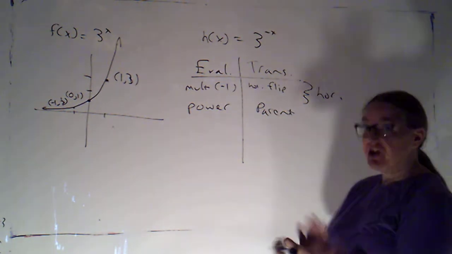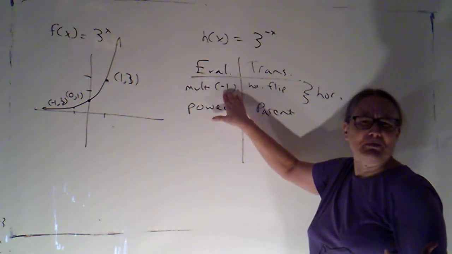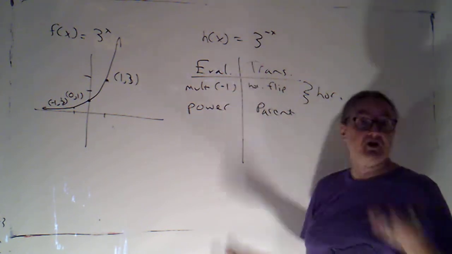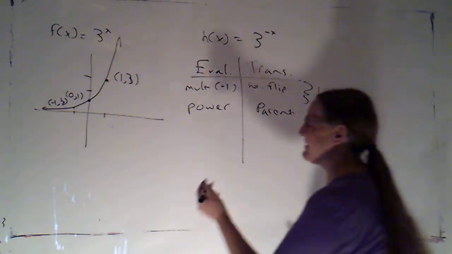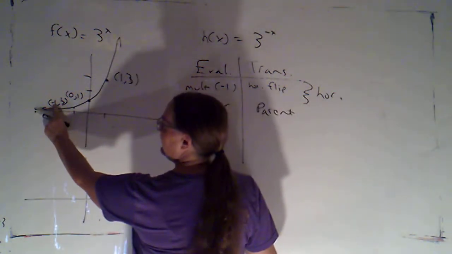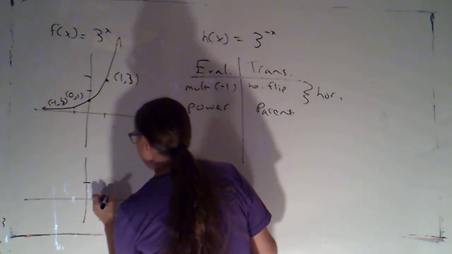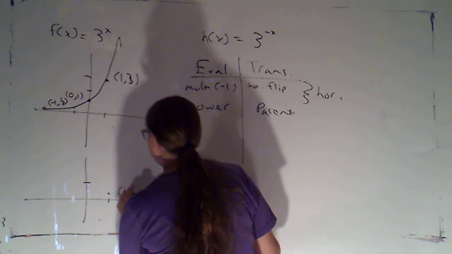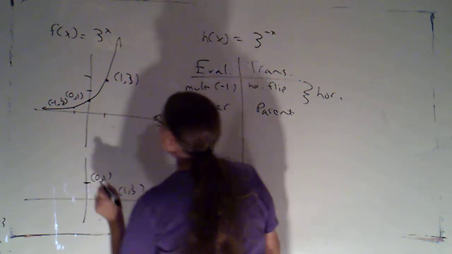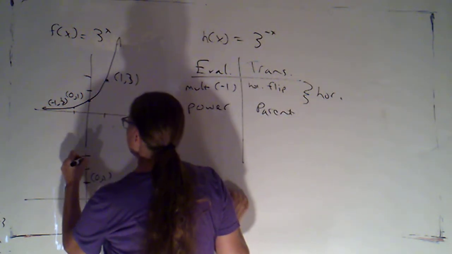So we're changing our x values. I need to do the opposite of multiplying by negative 1, which would be dividing by negative 1, which turns out is exactly the same as multiplying by negative 1. So this, instead of being (-1, 1/3), we'll have a point at (1, 1/3). (0, 1) will still be at (0, 1). And instead of being at (1, 3), we'll be at (-1, 3).